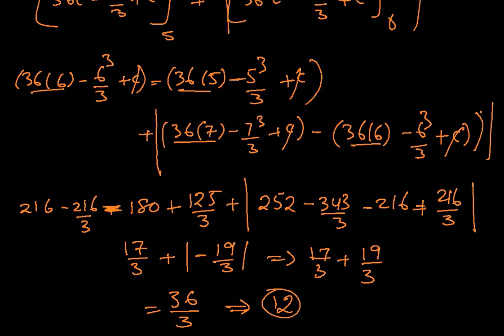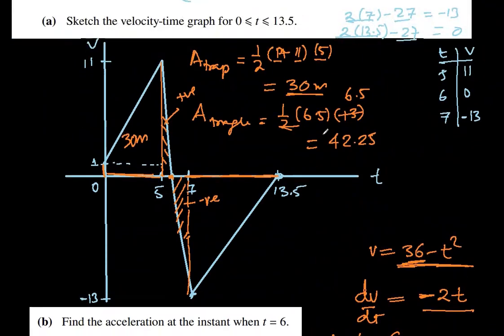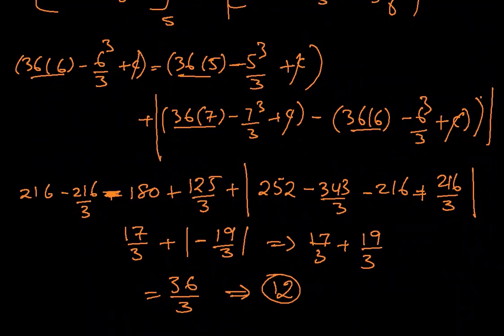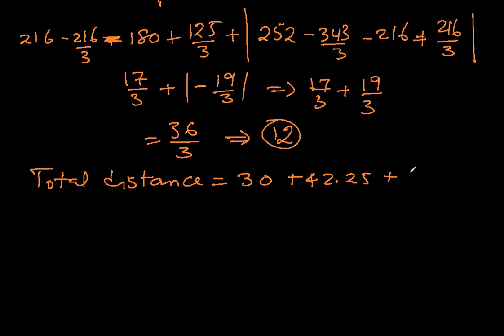So let's see what was the area of the other two, which was the distance. The first area was 30, then 42.25, and now we have 12. We will add all of them to find the total distance. So total distance, which is the area under all the curves, is 30 for the first 5 seconds, 42.25 for 7 to 13.5 seconds, and now we got between 5 and 7 seconds as 12, which is 84.25 meters.